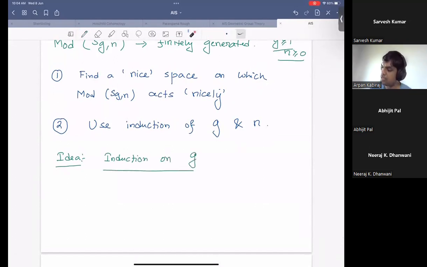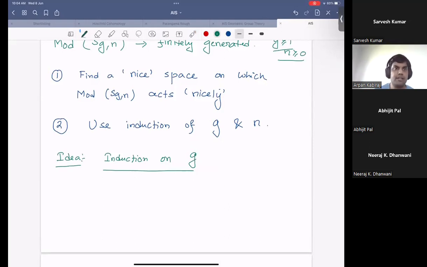So there is a two-step induction. One is on genus, one is on just. So the first step is to use induction on genus. For low genus surfaces, we know that the mapping class group is trivial. For example, if you take a thrice punctured sphere, you must have seen that the mapping class group is trivial. I think this has been done already.